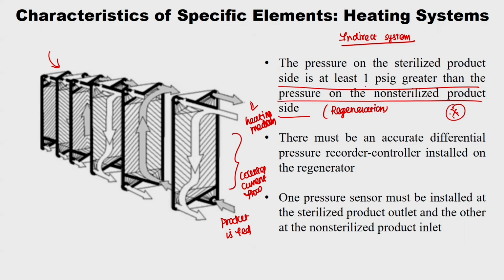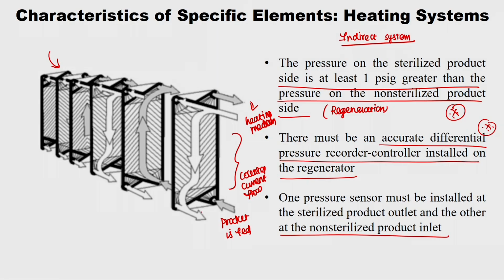So the pressure must be at least 1 psig greater on the sterilized side than the pressure on the non-sterilized product side, and there must be an accurate differential pressure recorder controller installed on the regenerator. This is very important, otherwise the raw product gets mixed with the sterilized product. And one pressure sensor must be installed at the sterilized product outlet and the other at the non-sterilized product inlet. So this particular thing we need to take care of, right?